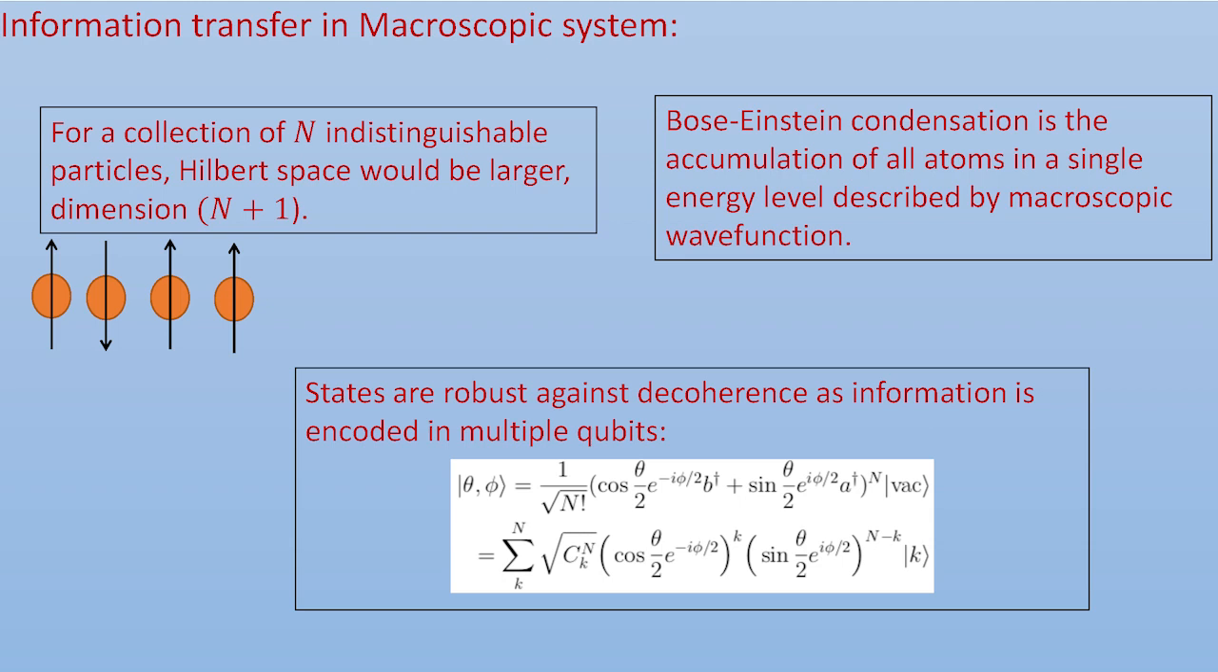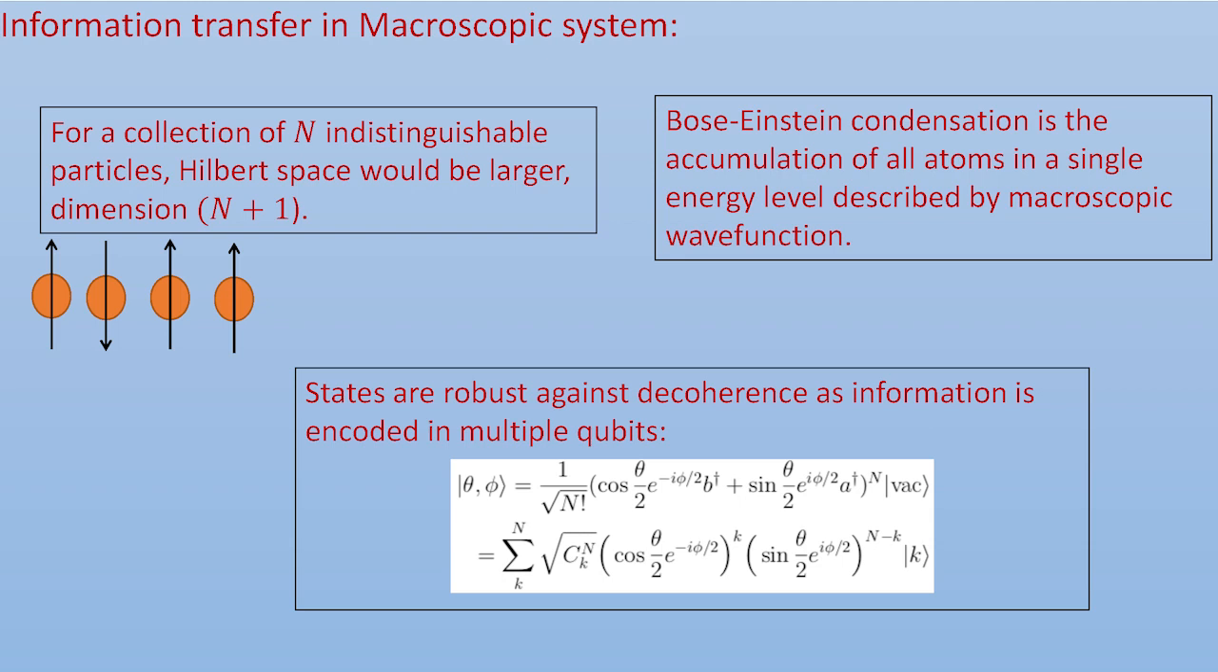We use Bose-Einstein condensates, for which all the atoms condense in a single energy level, so I can describe the whole state of the system by a single macroscopic wave function. The characteristic of the states for such a system is that they are more robust against noise or particle losses, because there are multiple copies of a qubit, and even if some particles are lost, the information is still stored in other particles.